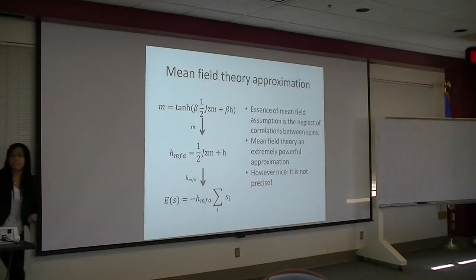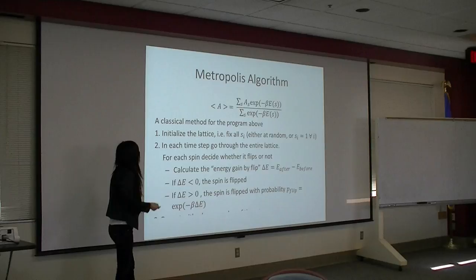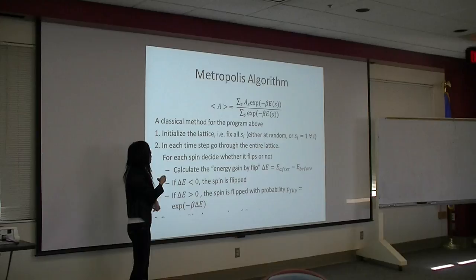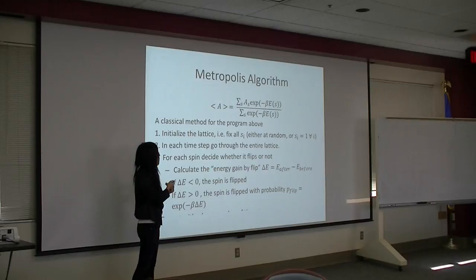Yeah, we talk about these algorithms. Because we're interested in calculating the properties of the systems, we want to calculate the parameter A. This is a kind of property of the system. So we know that the system satisfies the Boltzmann distribution, so we can calculate the parameter according to the Boltzmann distribution.